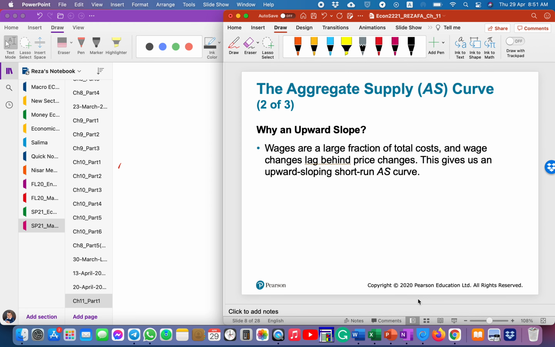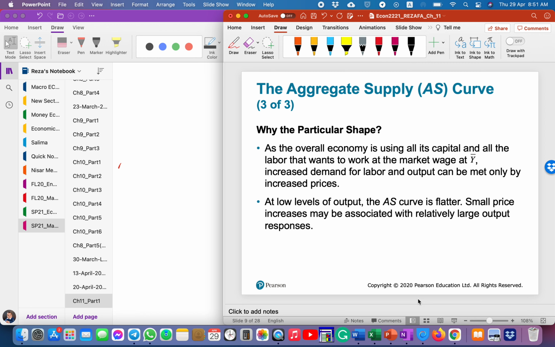So wages are a large fraction of total cost, and wage changes lag behind price changes. This lag is because of the short run analysis. So we assume that the wages are not going to change instantly as the price changes. As a result, the cost side does not change, but the revenue side has increased, so the output starts increasing. This gives us an upward sloping short run aggregate supply curve.